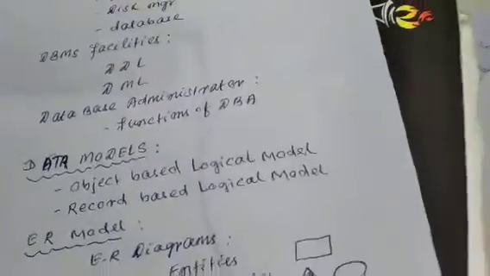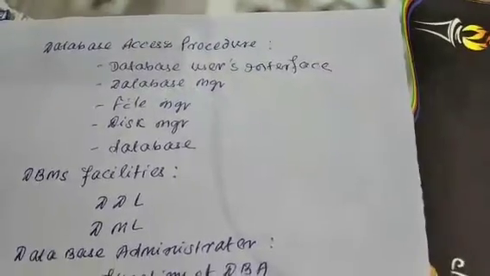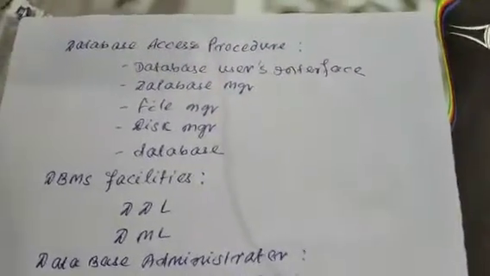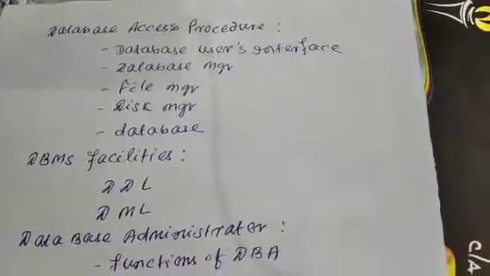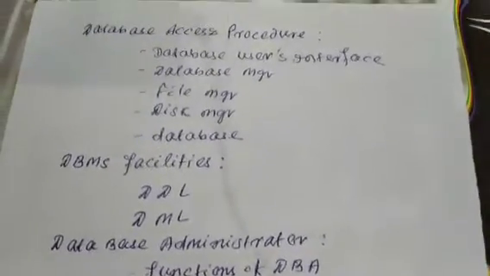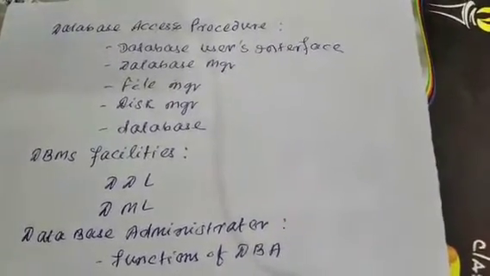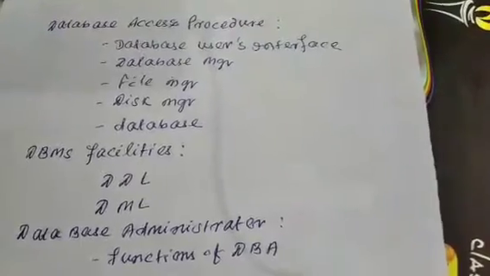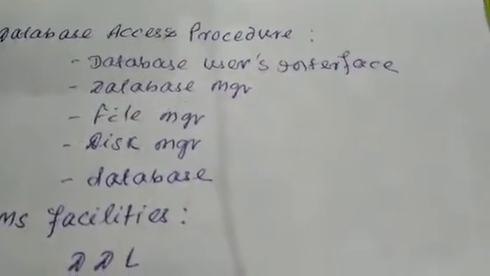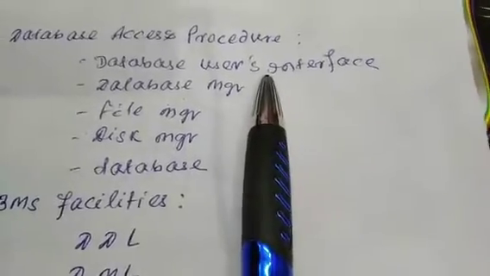Then come to the database access procedure. This is the database access procedure: how a user is accessing data from the database. This is a method or mechanism of how to access data from the database. So first, a database user interface is required. This is the database user interface.